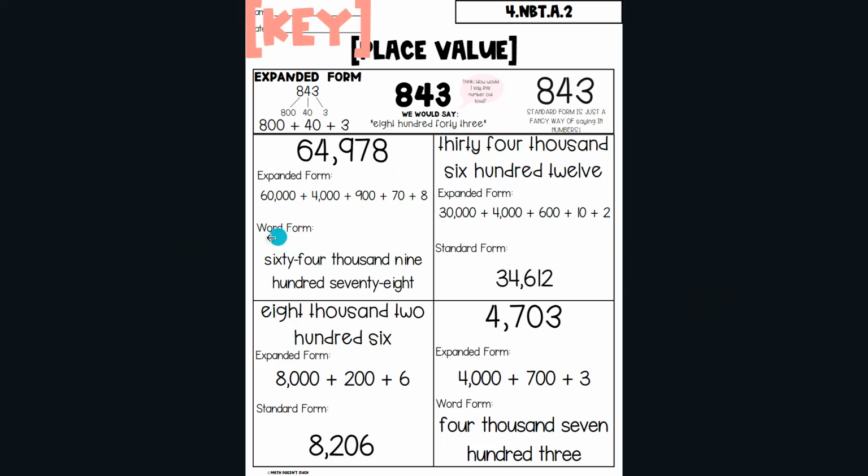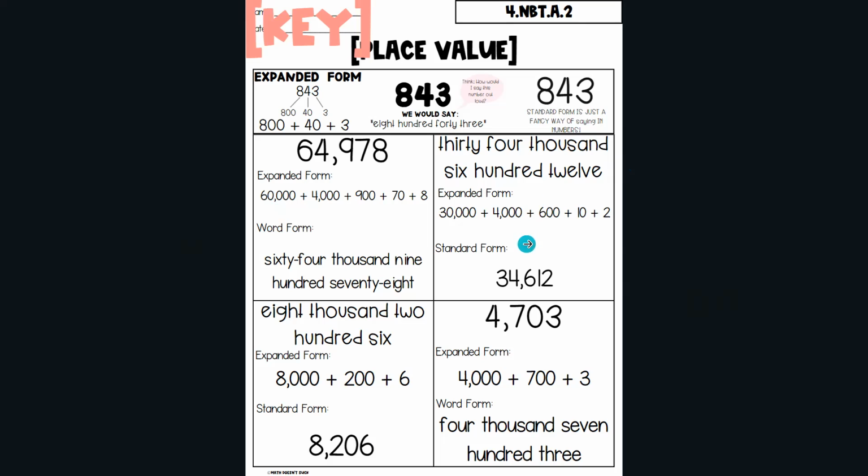64,978. The second thing we're doing is word form. What I do to help me with this is I say it out loud and I write the words. So if we're looking at this, I would say 64. We know that this comma here holds the word thousand, and 978, we would say that is 978. So if we put that together, we have 64,978.